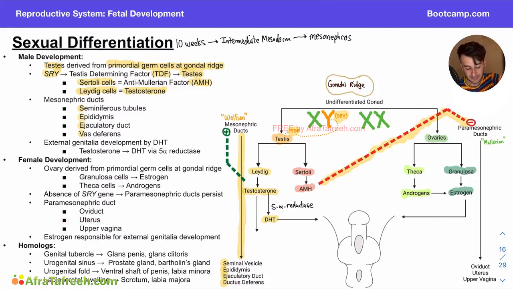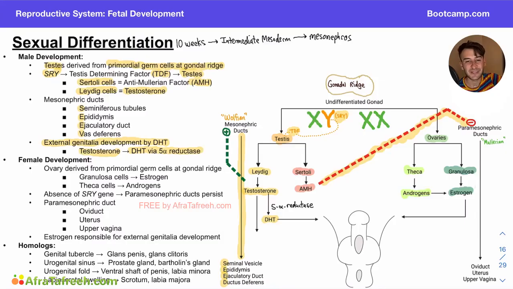But I digress. Continuing on, DHT is going to be what is responsible for the production of our external genitalia. So our external genitalia are going to be formed by the production of DHT, whereas the internal genitalia, as we talked about with SEED, are going to be produced by testosterone. So just to review in our bullets here, we have external genitalia development by DHT, and then it's going to be the testosterone that turns into DHT via 5-alpha reductase.